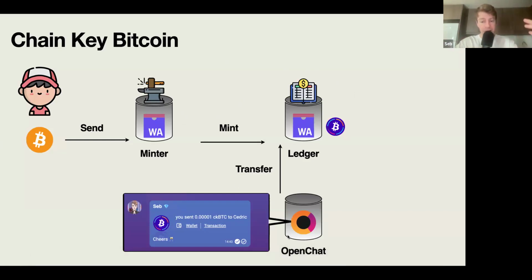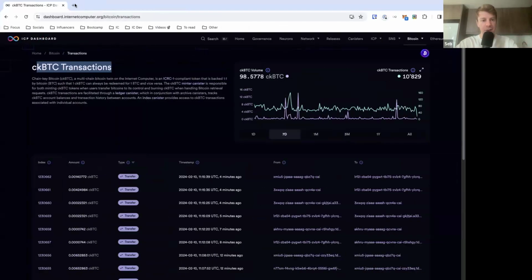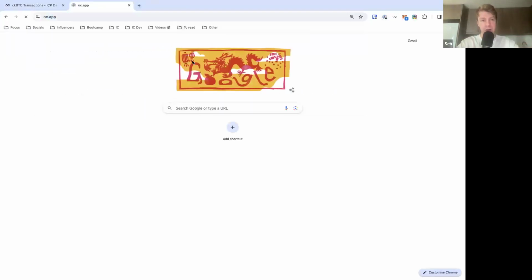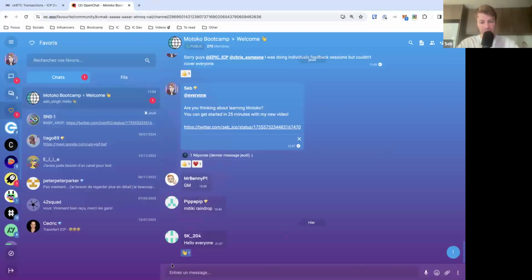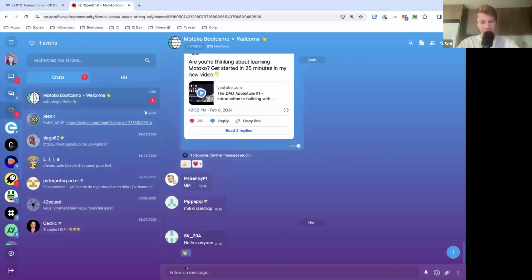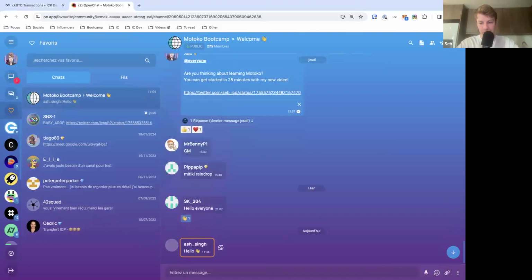For example, OpenChat has a feature where you can actually send chain key Bitcoin. So I can show you that. For example, I could send from here, I think.